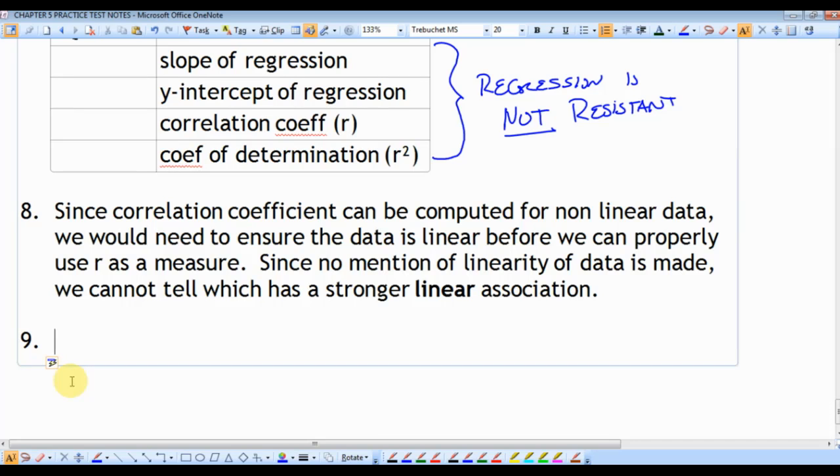What is A, the y-intercept? A is the y-intercept, yeah. And then B is the slope. B is the slope.